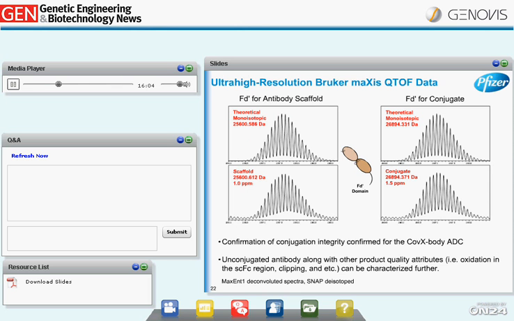Ultra-high resolution is also applied to the FD. Here we show the theoretical mass for the FD component, which is the unconjugated region, and it agrees quite nicely with the theoretical mass. Same thing for the conjugated FD. So using this technology, you're able to confirm the conjugation integrity using high-resolution mass spec and the novel enzyme FabRICATOR.